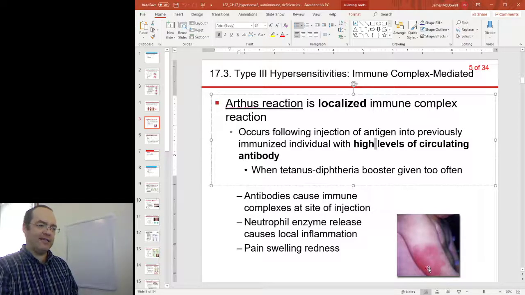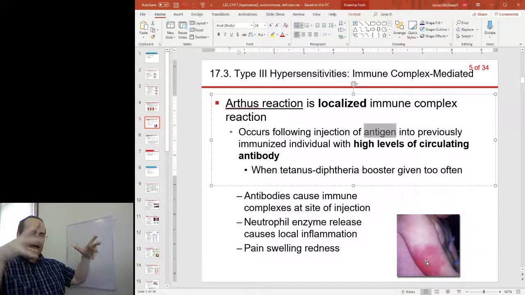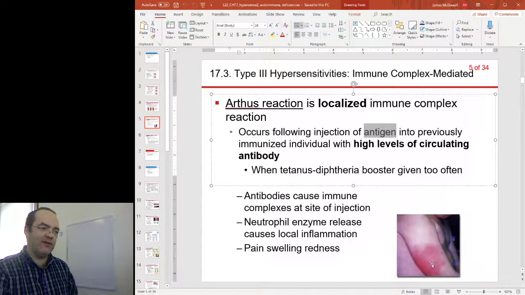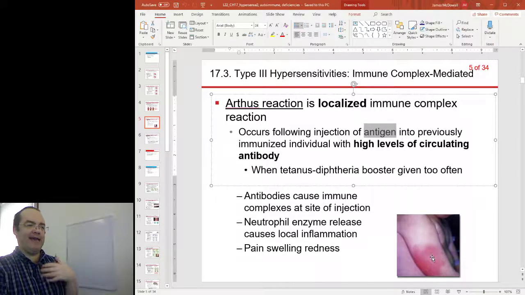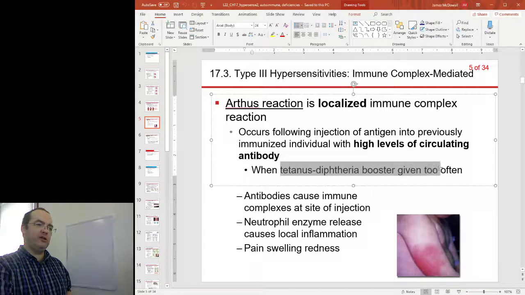It happens at the site of the injection because that's where this high level of antigen is. So the injection goes in, the antigens work their way into the tissues, start to form those immune complexes, and then all of the results of inflammation and increased blood supply and increased leakiness and swelling all happen at this one spot. So, for example, when a tetanus diphtheria booster is given too often, you can get the Arthus reaction.